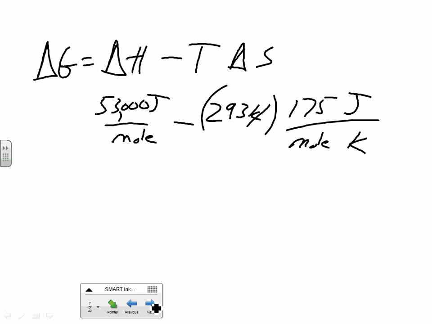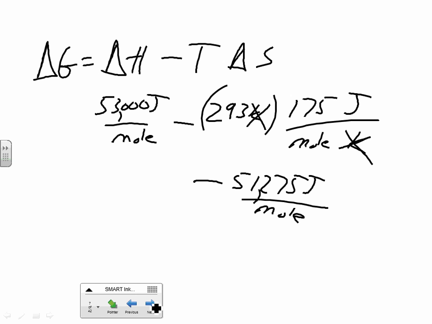Now notice these kelvins cancel out. So now let's do a little math. Let's go 293 times 175. And that's 51,275. And we've got to subtract that from this 53,000.